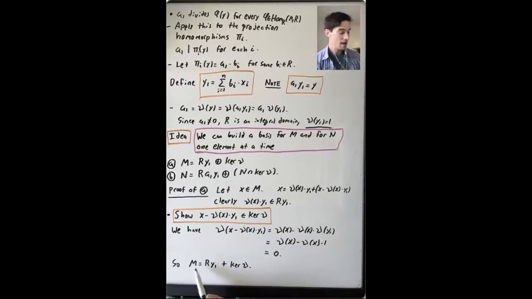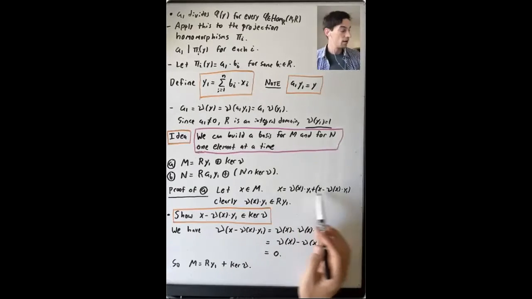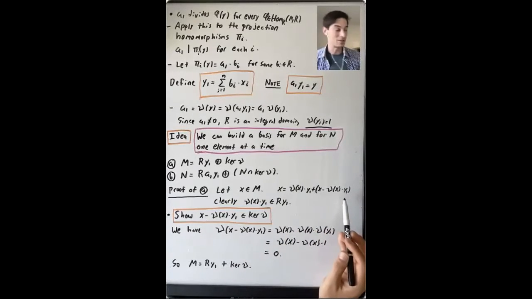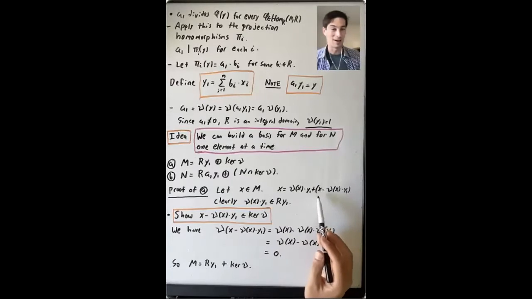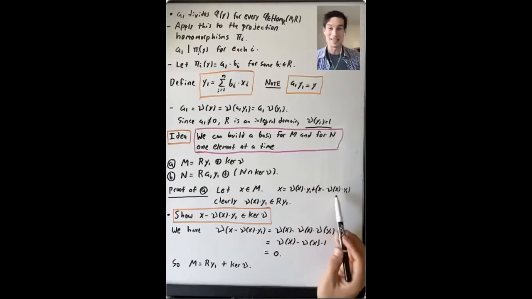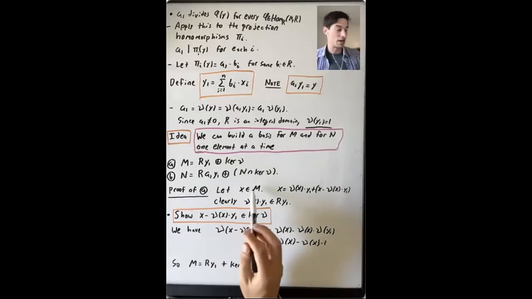So what have we seen? Everything in M can be written as something in Ry1 plus something in the kernel of nu. But we still have to show that this is actually not just a sum of these two submodules, but a direct sum. So I'll pause and erase and show you how to see that directness. I just want to point out, even though checking this statement is easy, once you remember how to write x in the correct way, I don't think it's so clear that this is the obvious thing to do when working with this general element x.